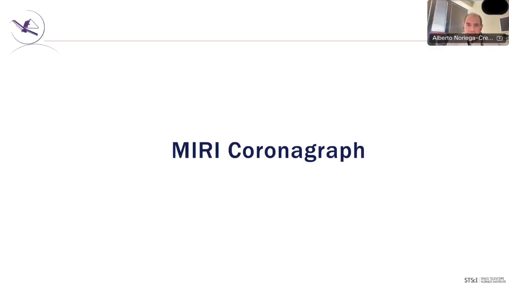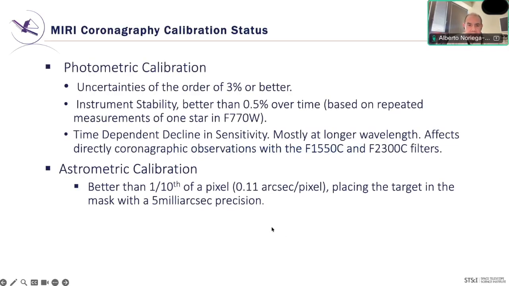The coronagraph is part of the imager, and again, because of the issues with the reduced count rate, particularly at the longer wavelengths, 15 microns, 22 microns, we believe that the percentage is of the order of 3%. The automatic calibration has to be very good because we have to place the targets behind the masks. And so the precision is of the order of within 5 milliseconds and consistent.